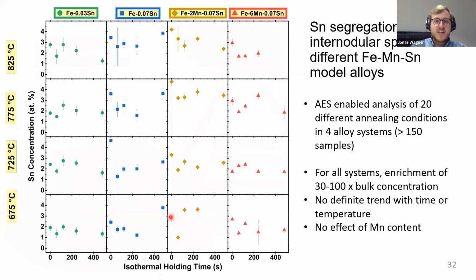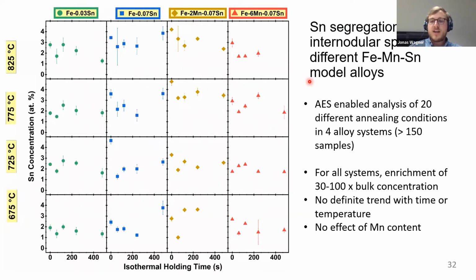For example, where Auger was very helpful for me, here I wanted to analyze the tin enrichment at the surface of many different samples. So those are 4 different alloying systems. I wanted to probe 20 different annealing conditions, so I had over 150 samples, and that would just not be feasible with TEM or atom probe.